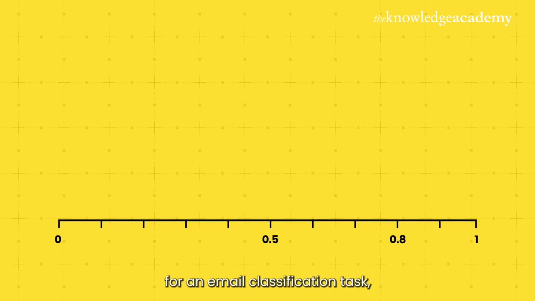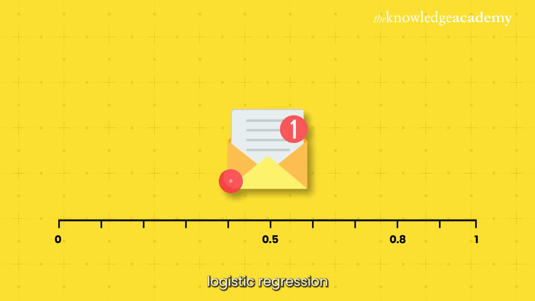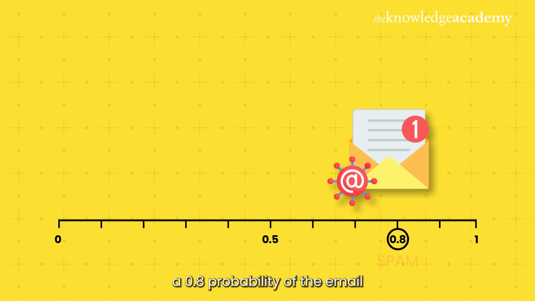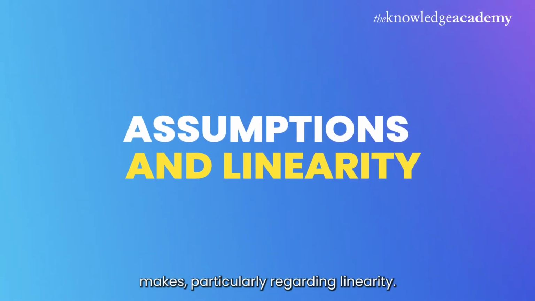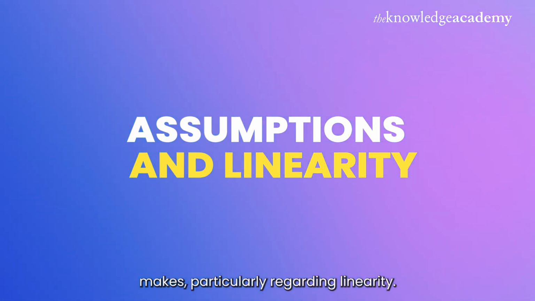For example, for an email classification task, logistic regression might output a 0.8 probability of the email being spam. If the threshold is set at 0.5, the final output will be 1, which means it is spam. Now let's talk about the assumptions each model makes, particularly regarding linearity.